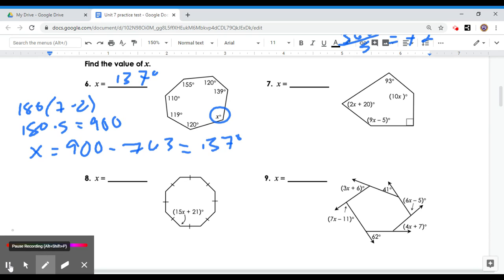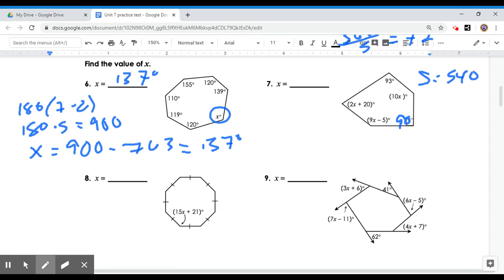All right, number 7 is a really similar idea, just with some algebra in there. One thing that you can't forget is that this angle right here is 90. So some people forgot that on the quiz. So first thing you need to do is figure out what the sum of all these has to be. So we've got 1, 2, 3, 4, 5. So we have a pentagon, which has a sum of 540. So the sum has to equal 540.